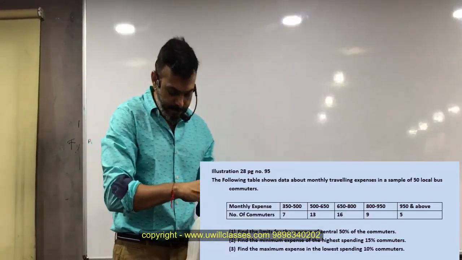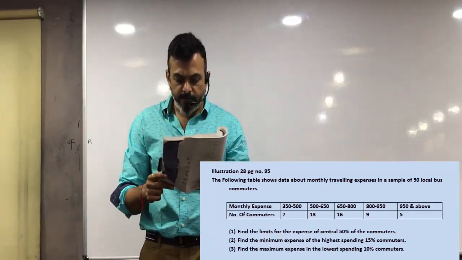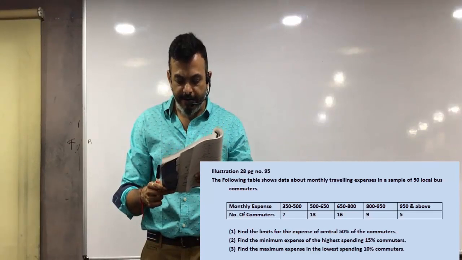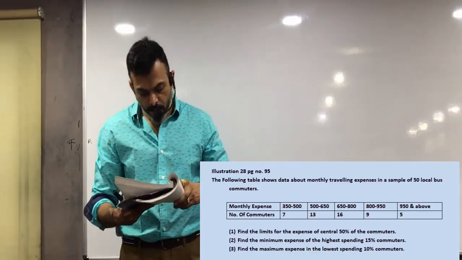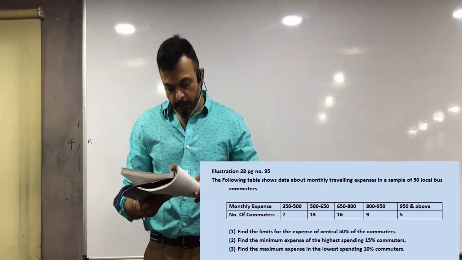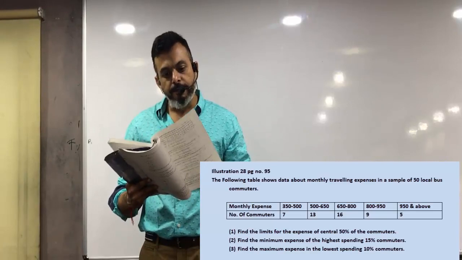Illustration 28, page number 95. The following table shows data about monthly traveling expense in rupees in a sample of 50 local bus commuters. So monthly expenses and number of commuters are given. Flip the page.